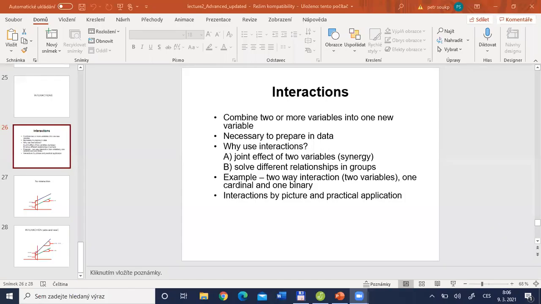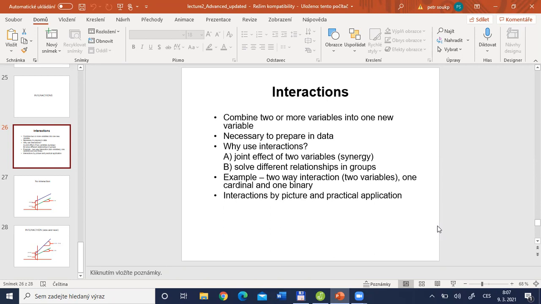So now we are online, we can say, and we can start sharing the screen and discuss the phenomenon of interaction in linear regression.